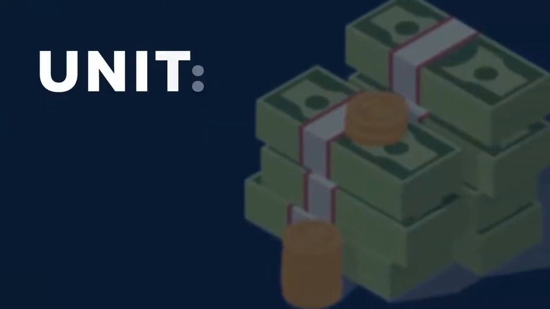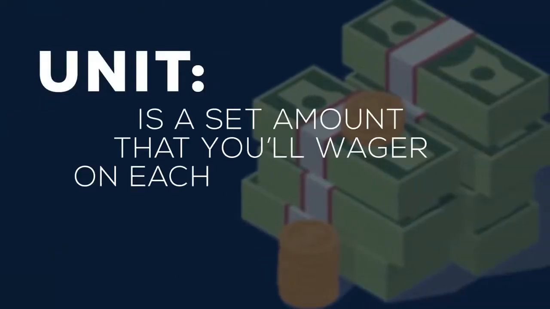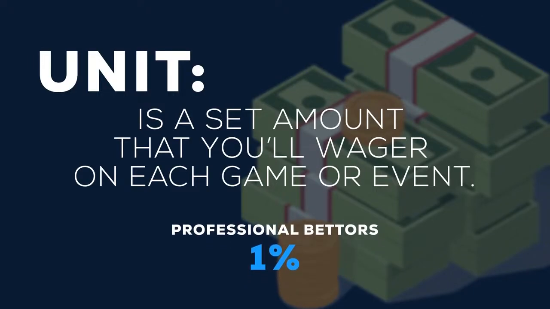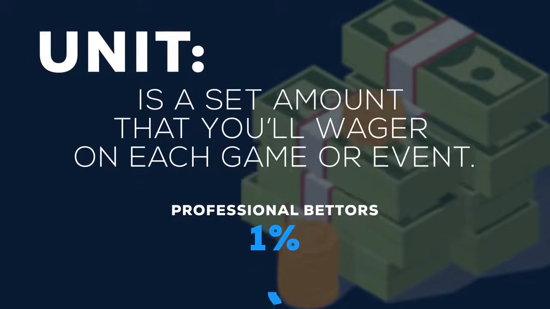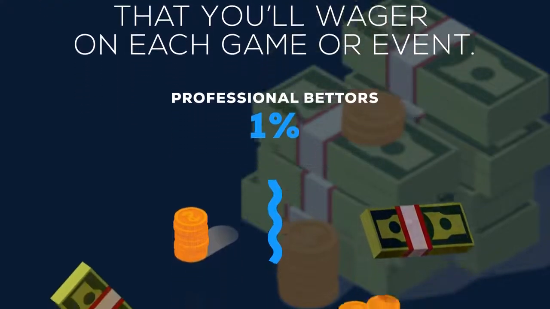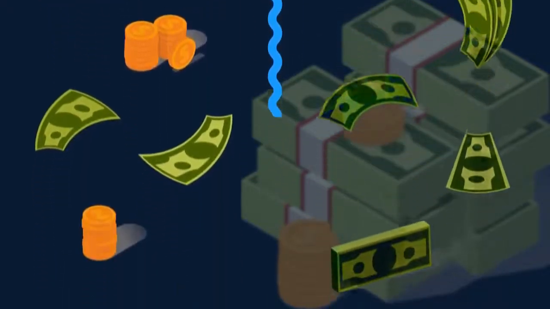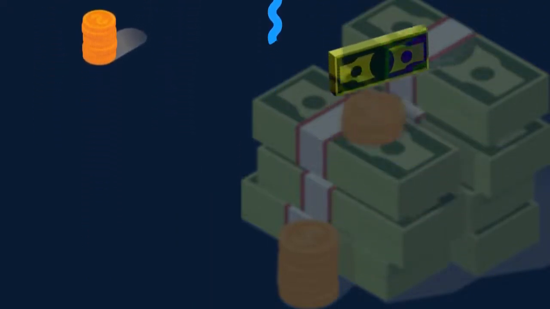A unit in sports betting is a set amount that you'll wager on each game or event. Typically, for professional bettors, it's around 1%, but it can vary. Units are a common way to track your bets and compare profits without putting an actual dollar value on it, as not everyone is going to bet the same amount on every game.